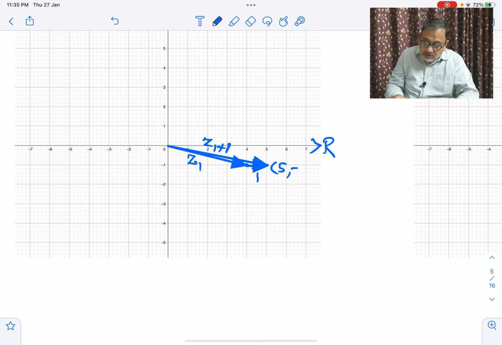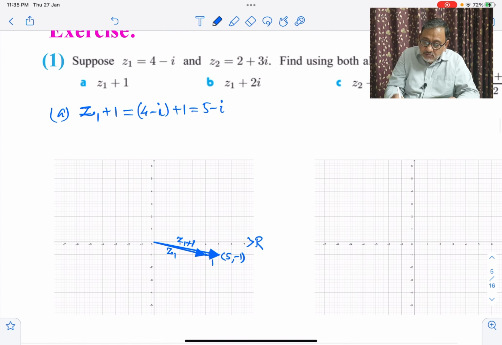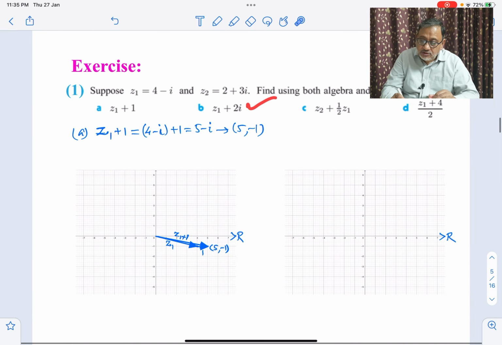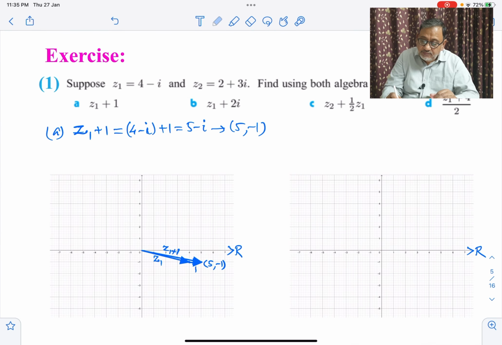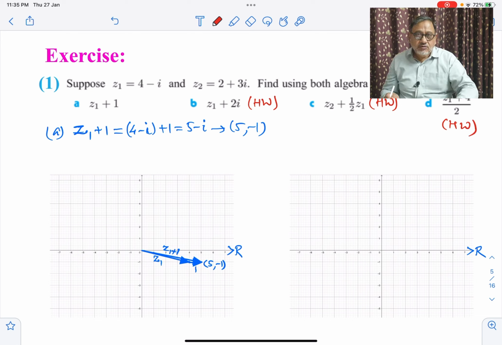And look at the algebraic solution. This is also representing 5 comma minus 1. So I hope you understood how to represent this. Now this I am leaving for you to complete in the homework. I'll write here homework in red. You should try some questions in the homework. If you don't get them, please write in the comment box, then I will solve them and send it to you, because some questions you should try yourself.